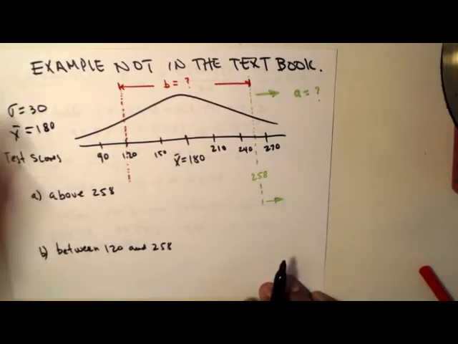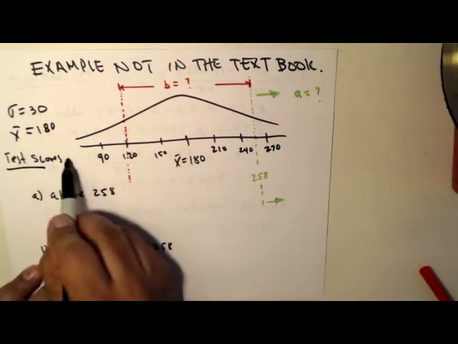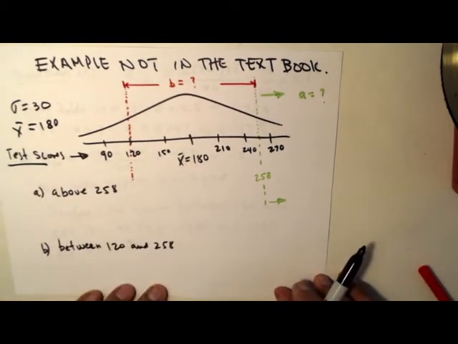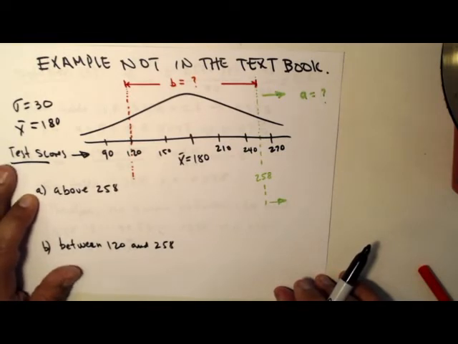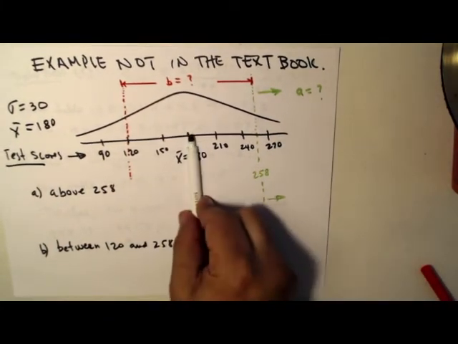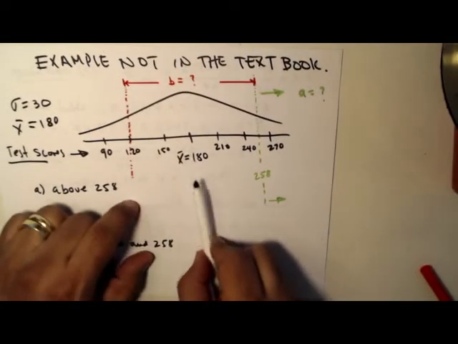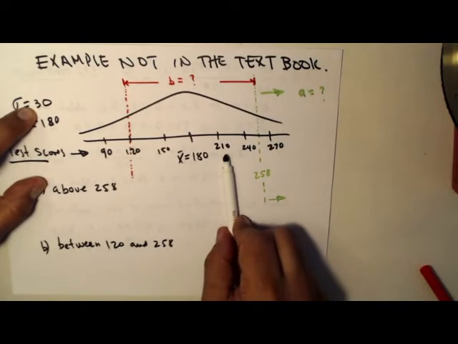This is given, and they want to know the scores, right? This represents the scores right here. And they want to know A, the scores that are above 258. Now, if you remember, our first standard deviation will be 180 plus 30, you get 210.